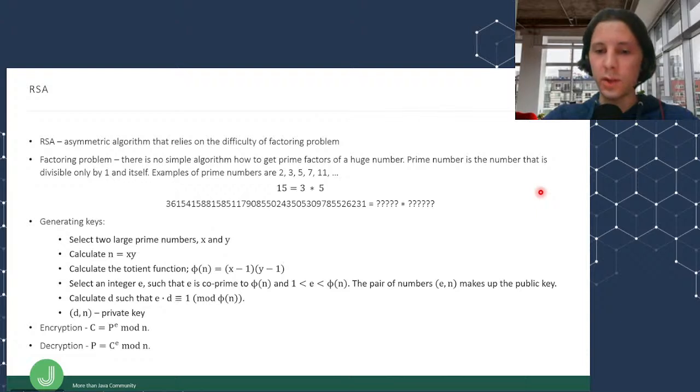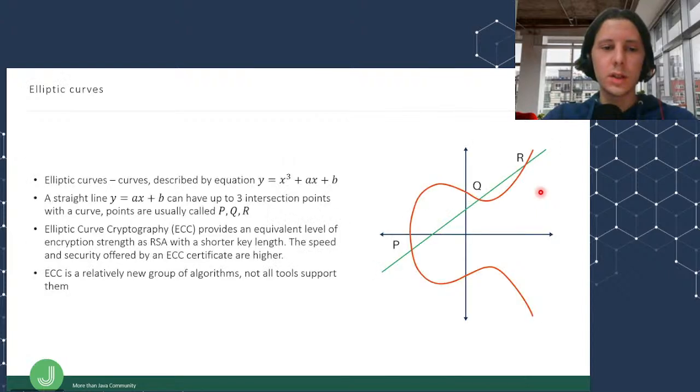I just copy-pasted it here. The next family of algorithms is a more modern one. These are algorithms built on elliptic curves. These are curves described by an equation y equals x cubed plus ax plus b. So yeah, the graph of this equation is this red line. It's one of possible options. And also we can draw a straight line, and this straight line will have up to 3 intersection points with the curve. That are usually called P, Q, and R.